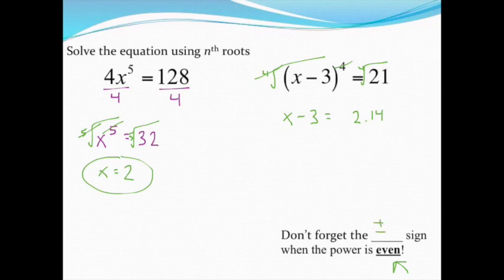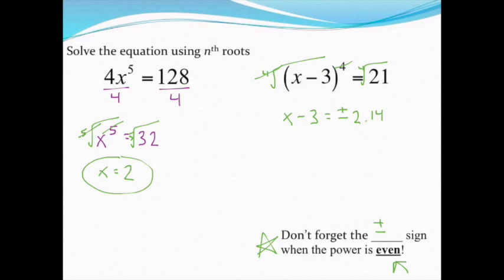and we got those because we always had a plus or minus symbol. So anytime you're doing an even root, and before we only had square roots, but now we have any root, anytime that root that you're doing is even, don't forget the plus or minus sign because you'll get 2 answers. The reason being is if I multiply positive 2.14 times itself 4 times, I'll get 21. If I multiply negative 2.14 times itself 4 times, I'd also get positive 21. So that's why we have a plus or minus symbol.